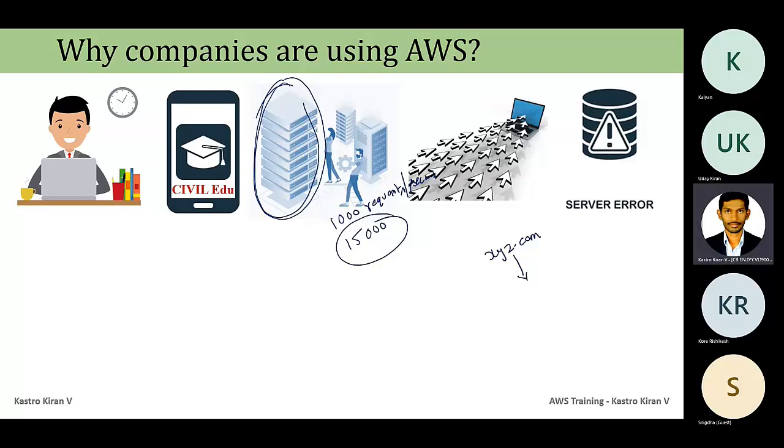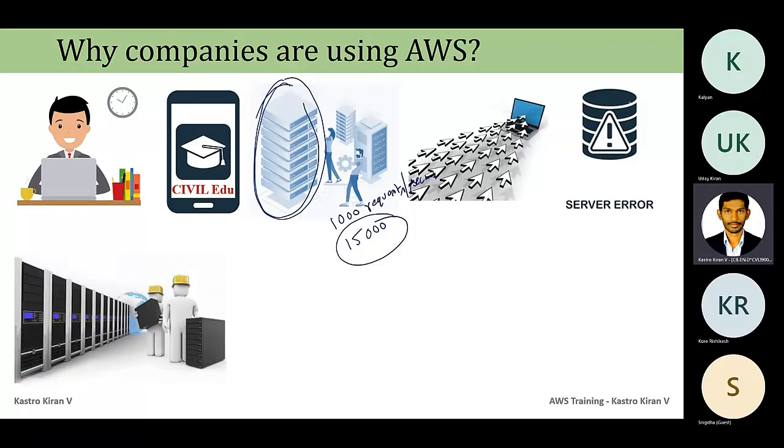But on the day of results, you don't find minimum requests. You will find the maximum traffic coming to the website. In that case, the servers will break down. Now, when the servers break down, obviously you need people who can repair them, or a maintenance team for the servers.